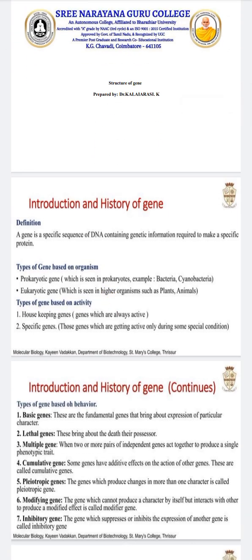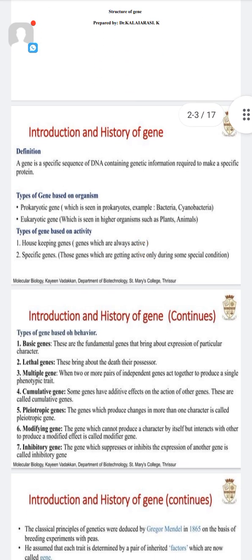So we have to know what a gene is. A gene is a specific sequence of DNA. So we have adenine, guanine, thymine, cytosine. These are the bases which will be present in DNA. This is what the gene is. The gene contains genetic information required for making specific proteins. So DNA will be converted to RNA, and RNA will be converted to protein. That is the basic thing we are going to talk about.